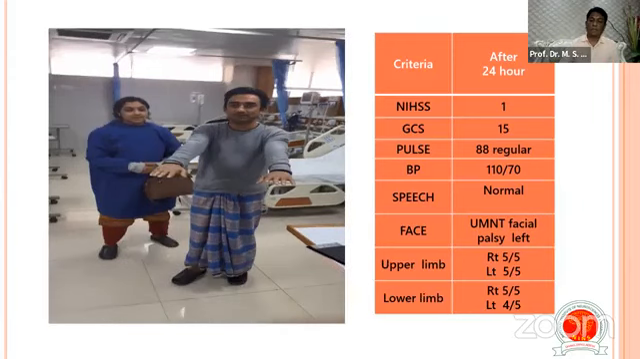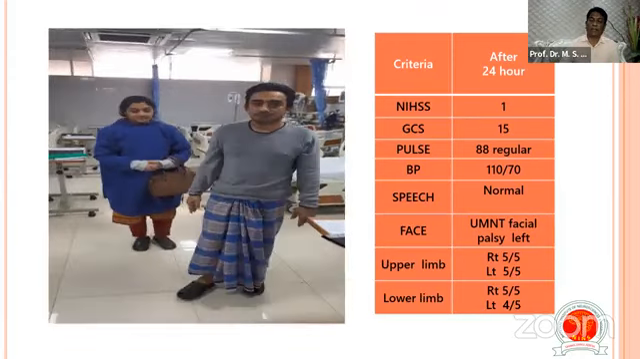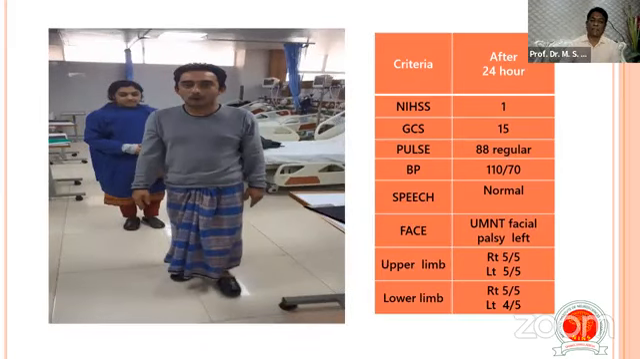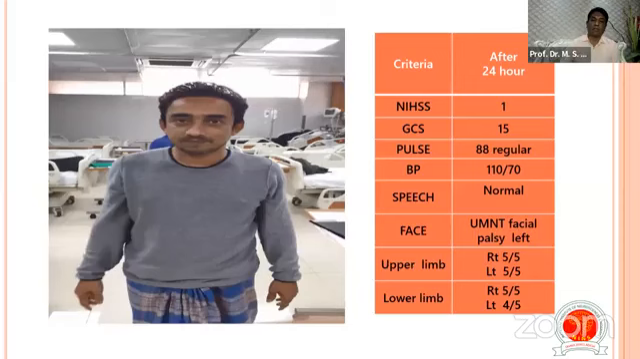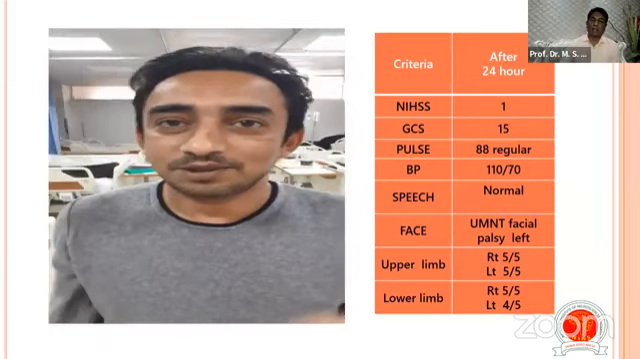Upper limb left side 5/5 and lower limb left side 4/5. ASPECTS 10, post-thrombolysis CT scan, CT angio normal, and discharged after 24 hours.